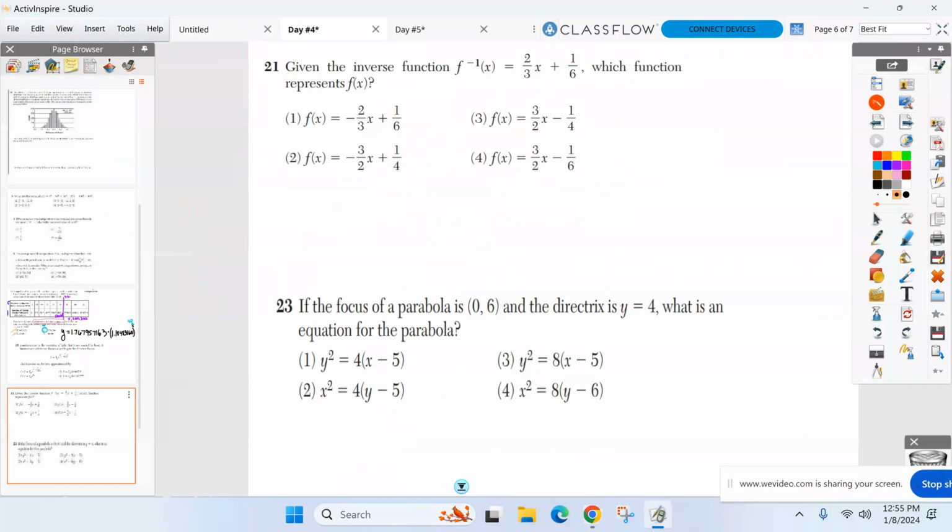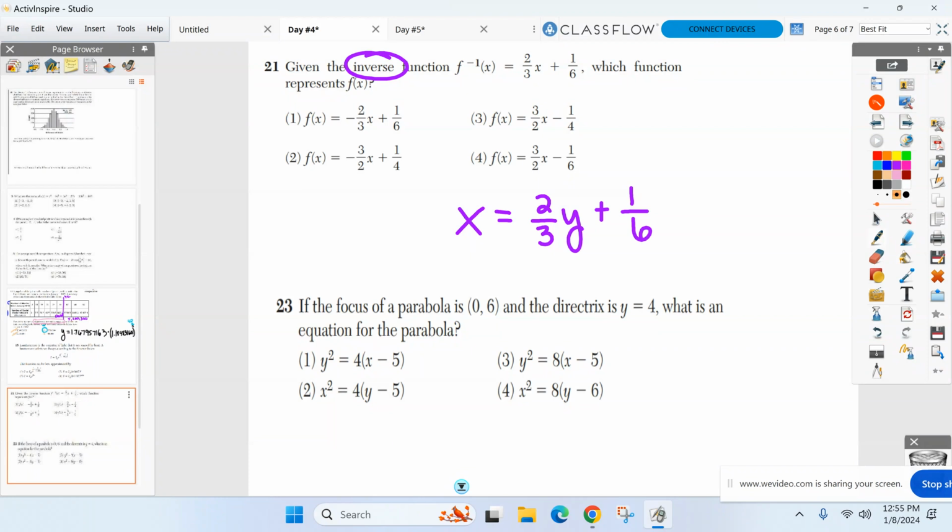Given the inverse, what's the function? All right, see the word inverse. What are you guys thinking? That's all I want. Switch X and Y, right? Switch X and Y. So go ahead. Instead of f to the -1 of x, what's that going to be replaced with? Ooh, it's already y though, right? It's already y. F of x is already y. So x equals 2/3 y plus 1/6. Many of you can, I have more than enough faith you can do that.